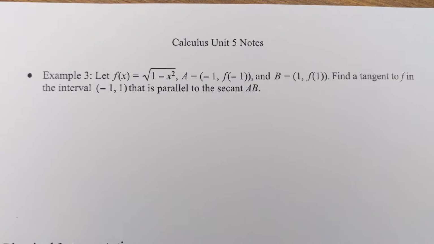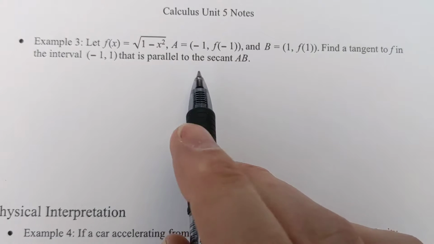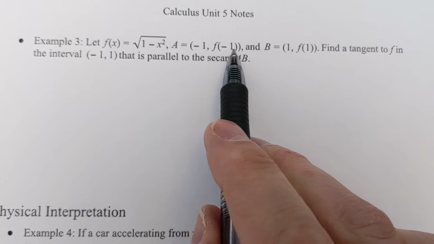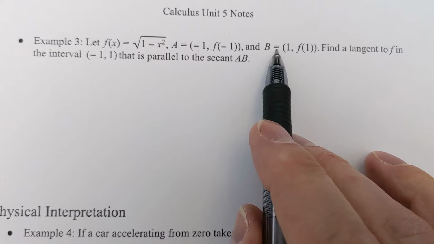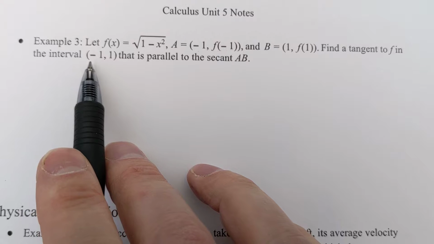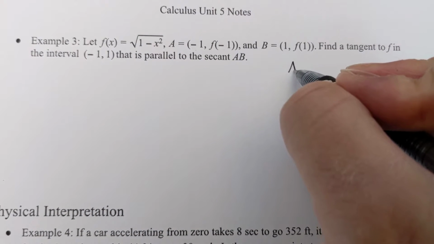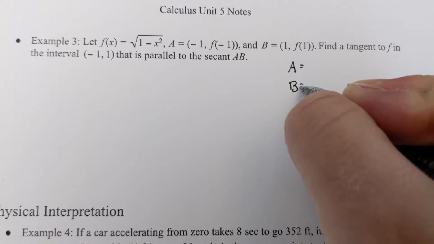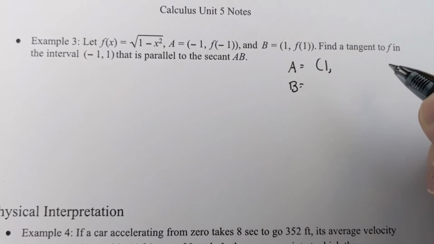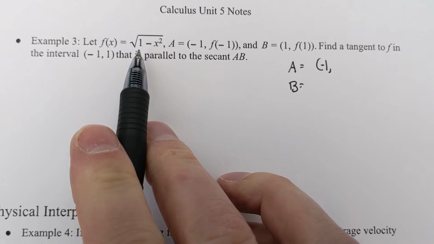Okay, so example 3 says let f of x equal the square root of 1 minus x squared. Point A is (negative 1, f of negative 1), so this is just the y value when x is negative 1. B is (1, f of 1). Find the tangent to f in the interval negative 1 to positive 1 that's parallel to the secant. So the first thing I need to do is actually figure out where points A and B are. So A lies at negative 1, comma, whatever I get when I plug negative 1 into this equation.